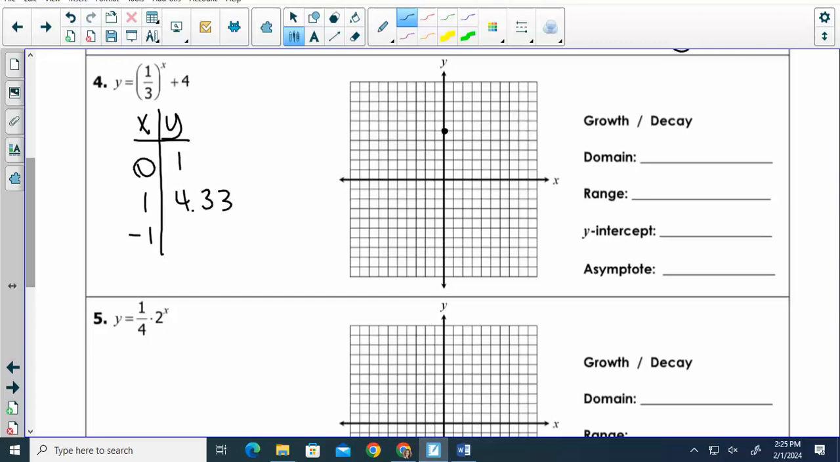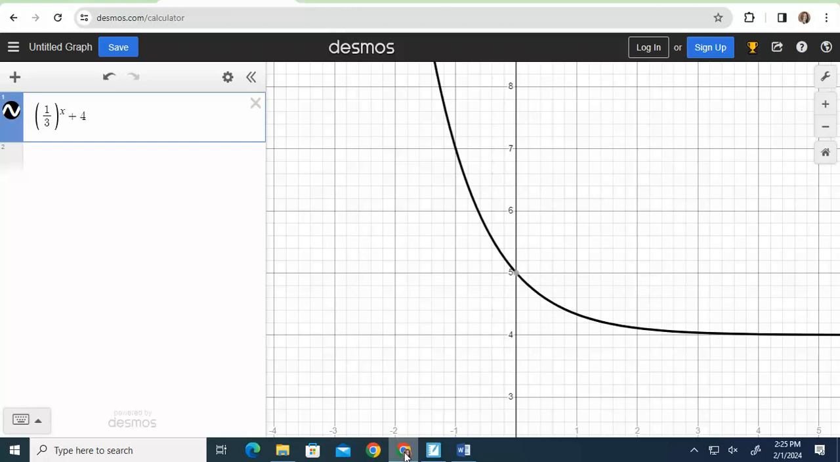Alright, so that's just to give me an idea of what this graph looks like. When I'm looking at it, can you tell me, is this growth or decay? Decay. How do we know that? It's falling. Alright, so let's get enough points. We probably need one more on our graph, don't we? So maybe -1, 7.